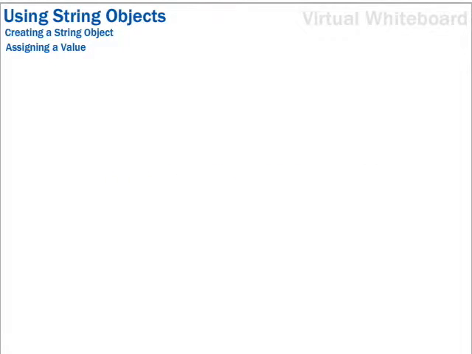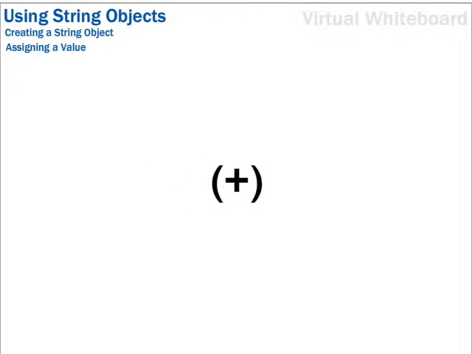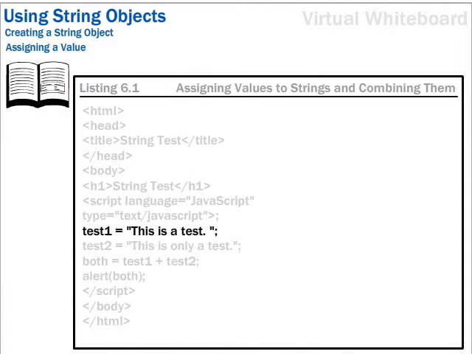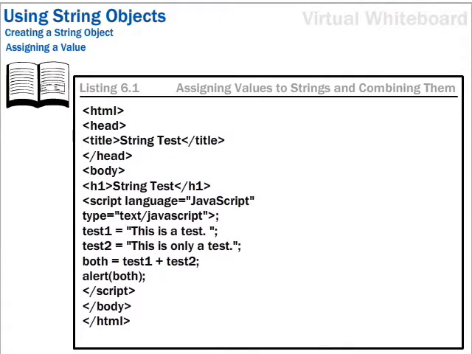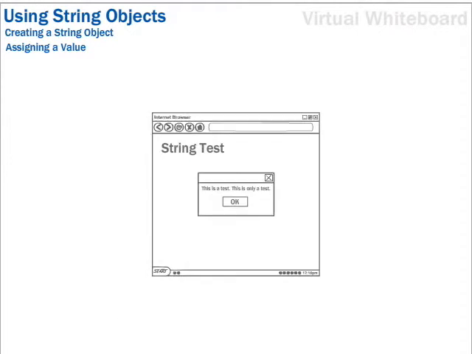Both of our previous examples assigned an initial value to the string. You can also assign a value after the string has already been created. For example, this statement replaces the contents of the test variable with a new string. You can also use the concatenation operator to combine the values of two strings. This shows a simple example of assigning and combining the values of strings. This script assigns values to two string variables, test1 and test2, and then displays an alert with their combined value. If you load this HTML document in a browser, your output should resemble this.